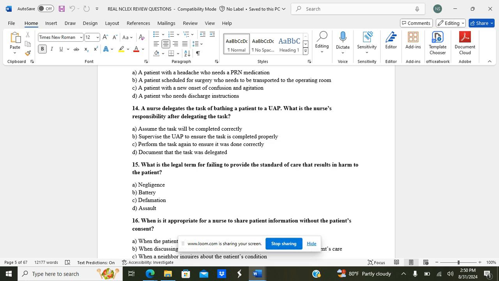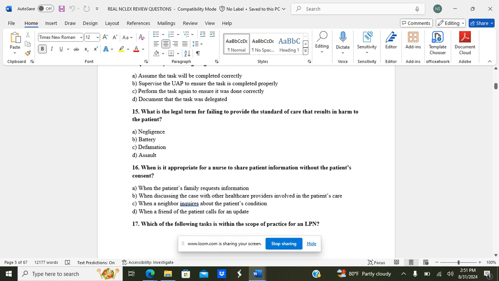D says document that the task was delegated. No, that's not important. B is the answer: supervise the UAP to ensure the task is completed properly. All right. Number 14. Let's see number 15.